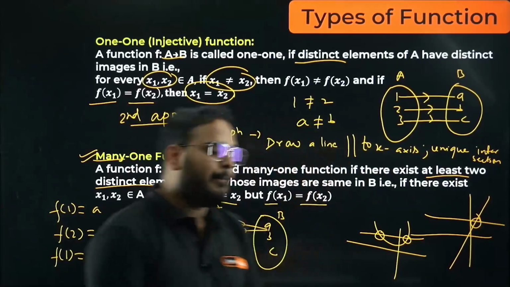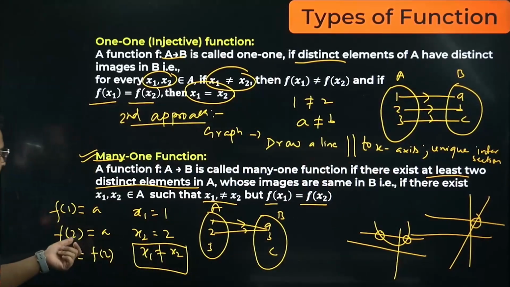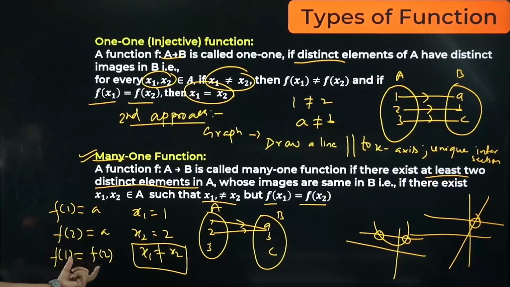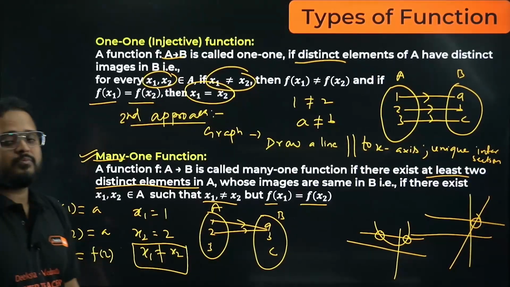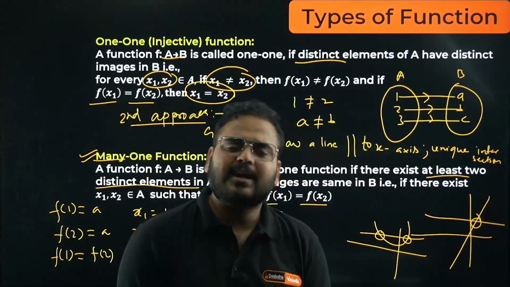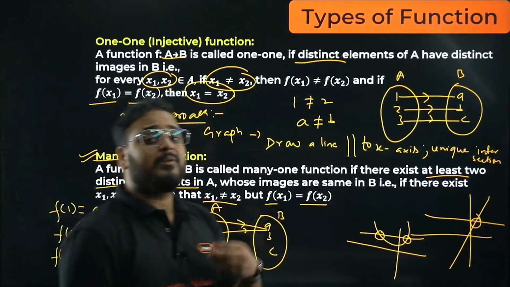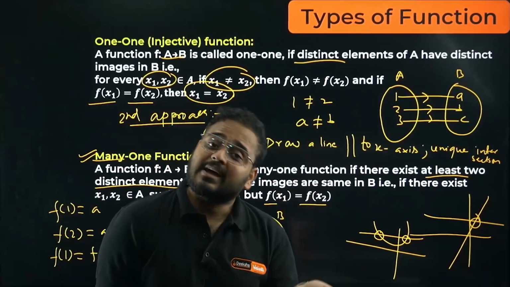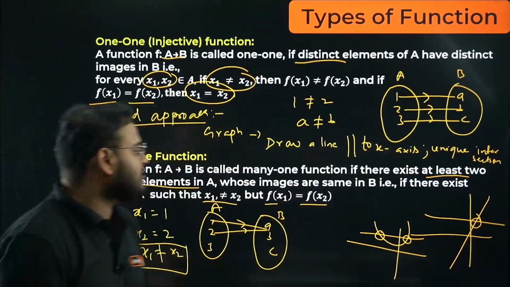Whenever we have that many one, the function value at the points x1 and x2 are equal to each other, even though x1 is not equal to x2. This is the way to identify using the algebraic approach. We have done so many questions like that. Yes, please go ahead and solve some questions on that. We'll again discuss it in the live session. Okay, this is clear.